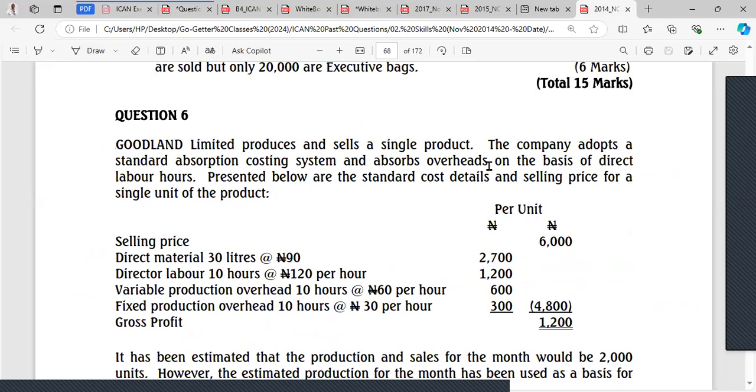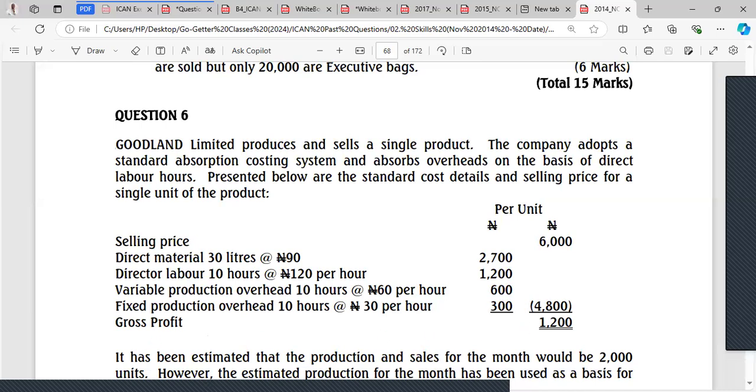Goodland Limited produces and sells a single product. The company adopts a standard cost absorption costing system and absorbs overheads on the basis of direct labor hours. Presented below are the cost details and selling price of the product. Now you see here, when we say standard, we're looking at 1 unit. Look at the selling price for 1 unit, it is 6,000 naira. Direct material, look at the cost for one. Direct labor, variable overhead, fixed overhead.